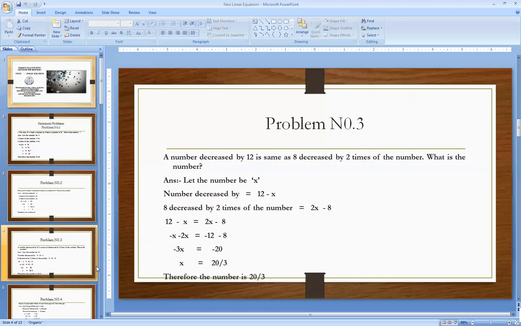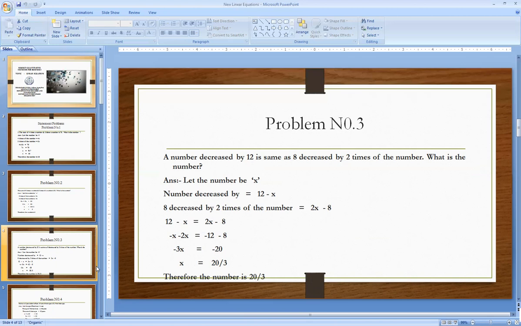If you are going to write "a number is decreased by 12", how are we going to write it? It is 12 minus x, because it is decreased by the number, so 12 minus x. And 8 decreased by 2 times of the number. We know that 2 times of the number is nothing but 2x. So 8 is decreased by 2 times of the number, therefore we write the sentence in the form of 2x minus 8. So a number decreased by 12, that is 12 minus x, will be equal to 2 times of the number, that is 2x minus 8.